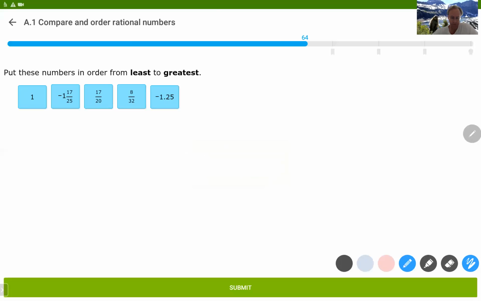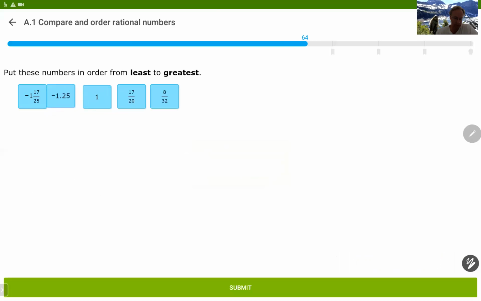Least to greatest. Now this time we want the smallest negative first. I'm going to start with the obvious stuff first. So this one is almost negative 2. This one is negative 1 1/4. Now the 1, since these are both proper fractions, the 1 has to be the largest. And 8 over 32 is 1/4, which is a lot less than 17 over 20. So there you have it.